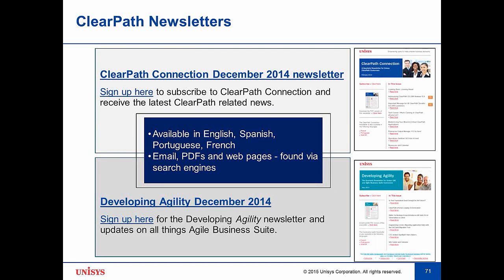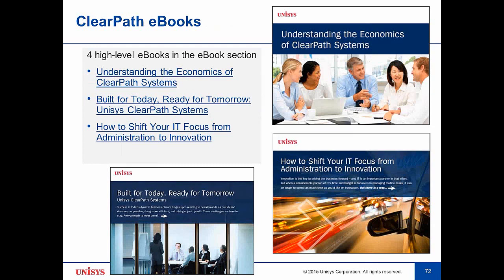So moving on, ebooks. We have these 3 high-level ebooks at the moment. Understanding the economics of ClearPath systems. This is very high level. It is related to the white paper, Delivering Value, the economics of the ClearPath system. So they are kind of like a pair. And this is more meant for the managers who are very busy and who don't have time to read the white paper, even though we do recommend reading the white paper. It's a very good one.